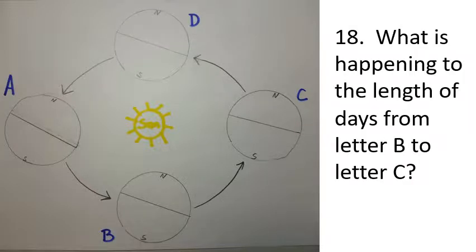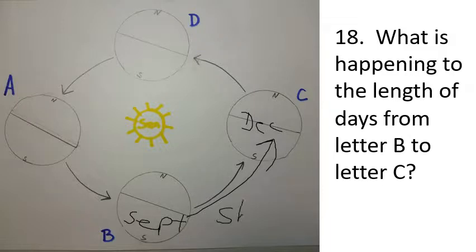What's happening to the length of days from letter B to letter C? Well, this is September, and that's coming up, and this is December, like Christmas time. You know what's happening to the length of days. The sun's going down earlier and earlier and earlier, so the days are getting shorter from B to C.